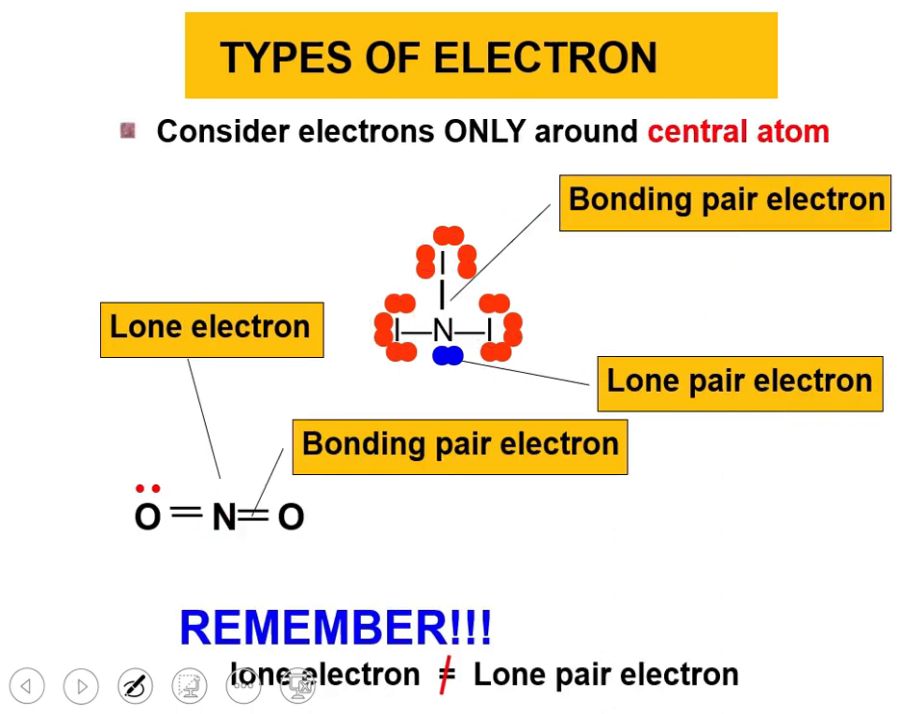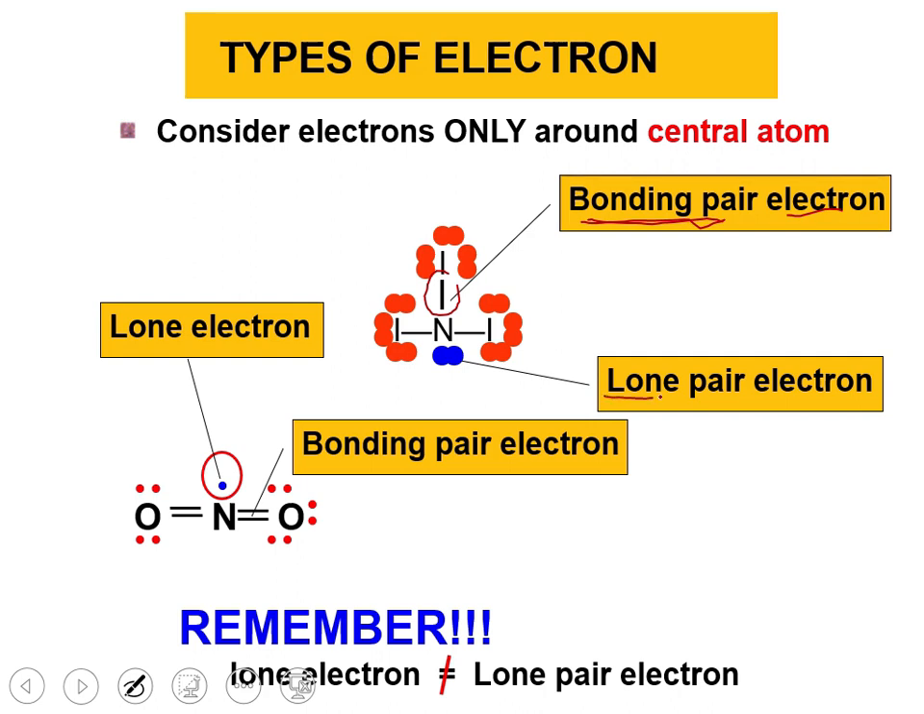Okay. Next one, types of electron. There are 3 types of electron around central atoms. One, if you see a single bond, double bond or triple bond, we call it a bonding pair. Okay, the bond we call a bonding pair of electrons. So one bonding pair has 2 electrons in it.